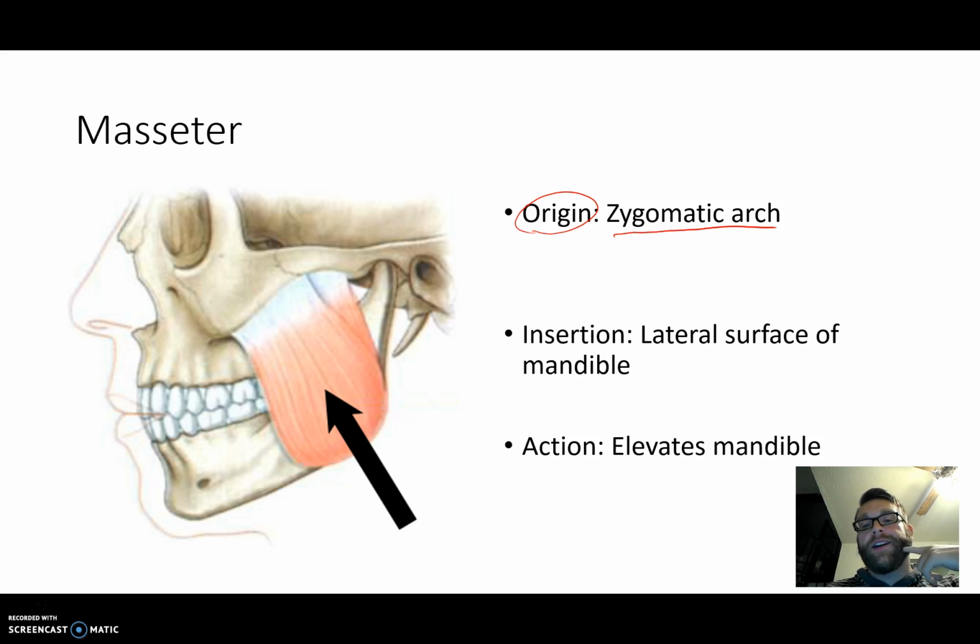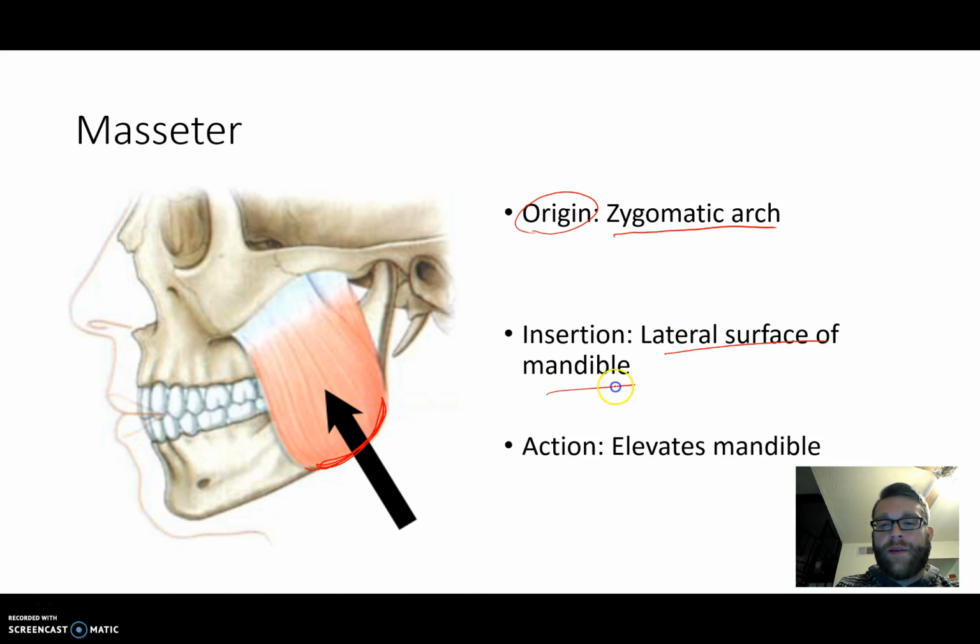So with your masseter, its insertion point is going to be on the lateral surface of the mandible. If you look here, it's down here on this lateral side. Okay, so it comes down the side of your face to this lower part of your jaw. Okay, so masseter.